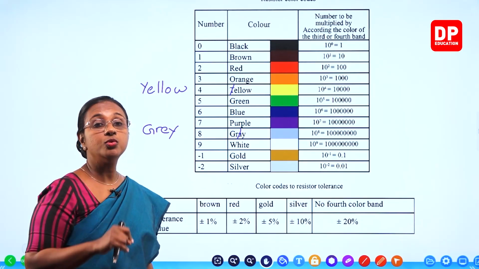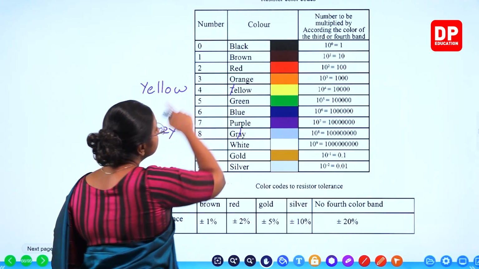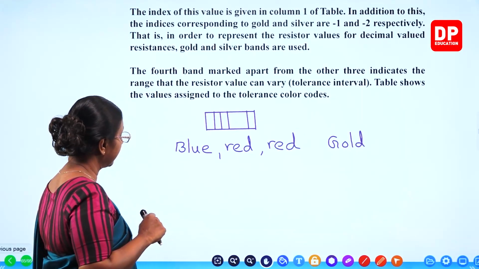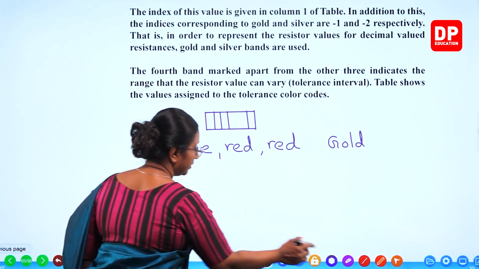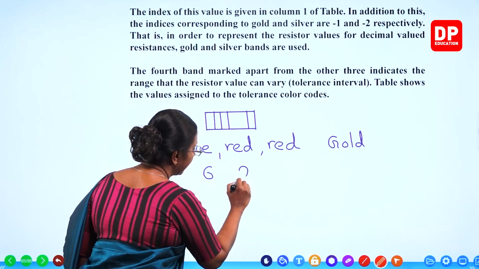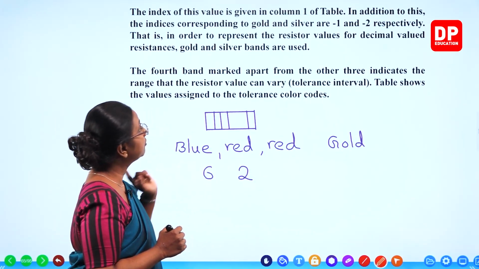Then we have 2 reds. So what is the number corresponding to red? It is 2. So I'll go back to the previous slide. For blue, the value is 6. For red, the value is 2. So for the first 2, you have to write the digits.